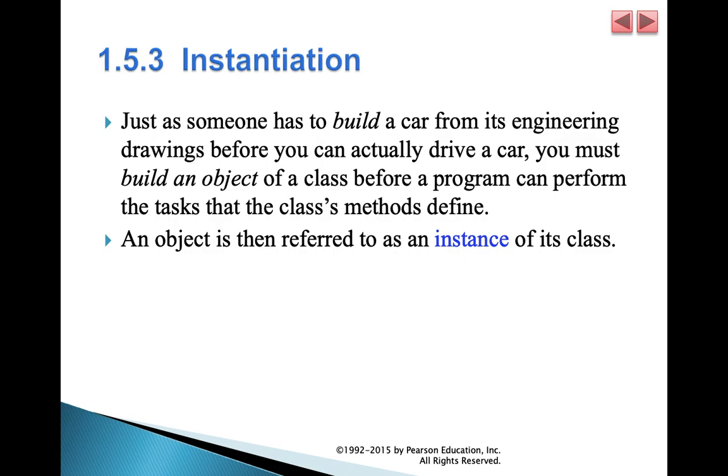Instantiation: just as someone has to build a car from its engineering drawings before you can actually drive the car, you must also build an object of the class before a program can perform the task that the class's methods define. An object is then referred to as an instance of the class. So we write a class, and from that class we create an object or instance. Same as from a drawing we create a car.